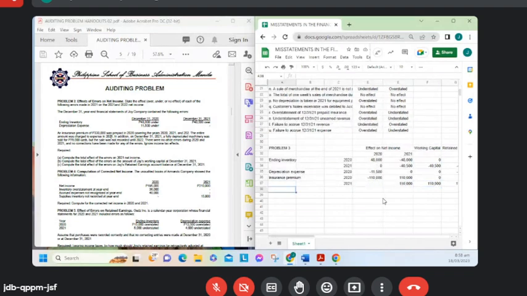Next, it says here that in 2021, a fully depreciated machinery was sold for 75,000 cash, but the sale was not recorded until 2022. There were no other errors during 2020 and 2021, and no corrections have been made for any of the errors. So ignore income tax effects. So this one is for the fully depreciated machinery.